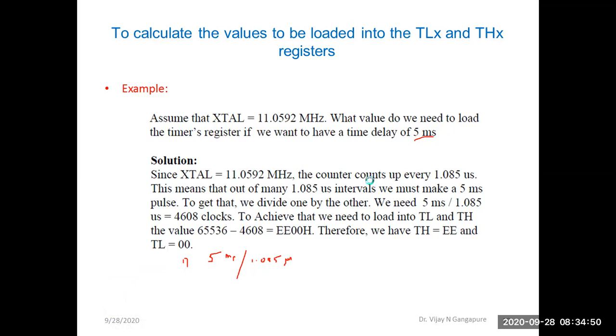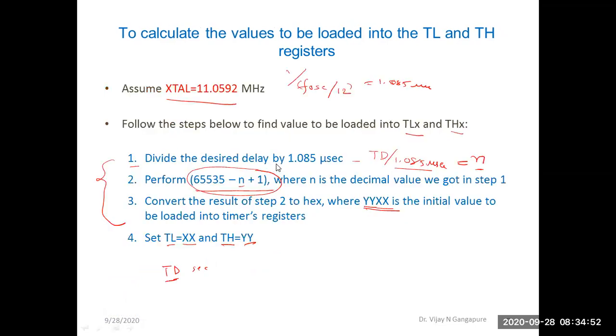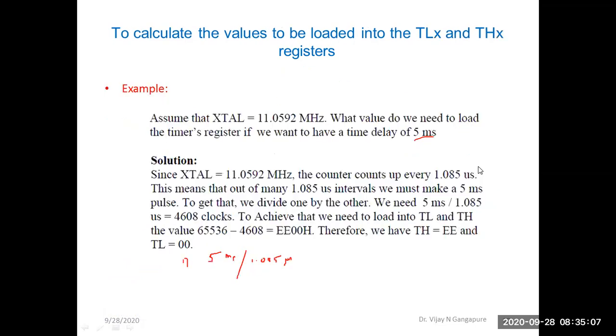Okay, so first I will divide this 5 millisecond by 1.085 microsecond. As in this formula, first I will divide this delay, that is 5 millisecond. So TD is 5 millisecond. I will divide that by 1.085 microsecond because the crystal frequency is 11.0592. So I will get some value n. What value will I get? After 5 millisecond is divided by 1.085 microsecond, I will get 4608.